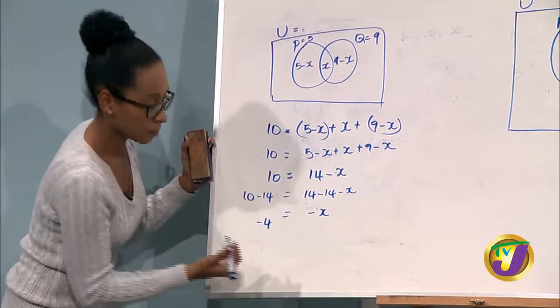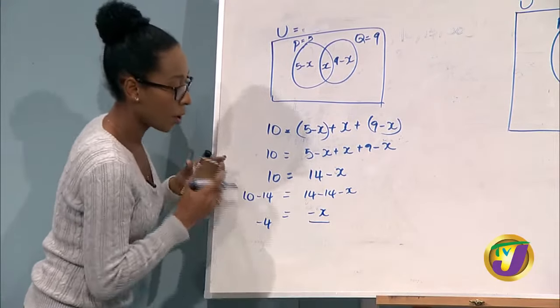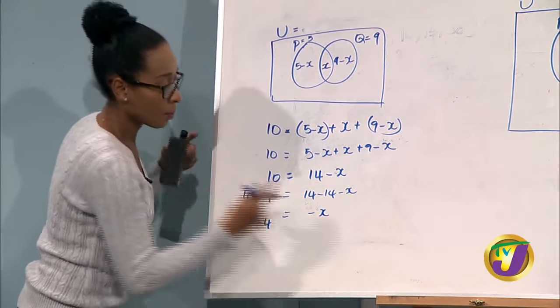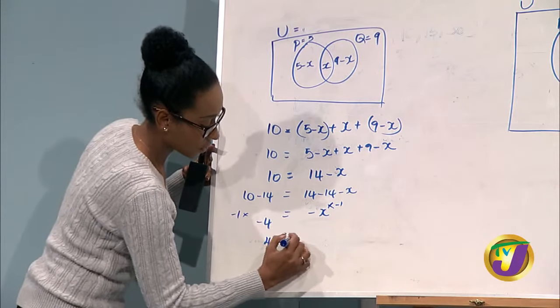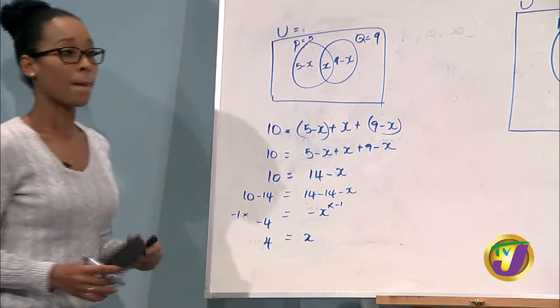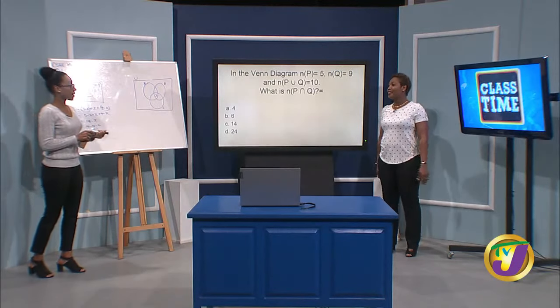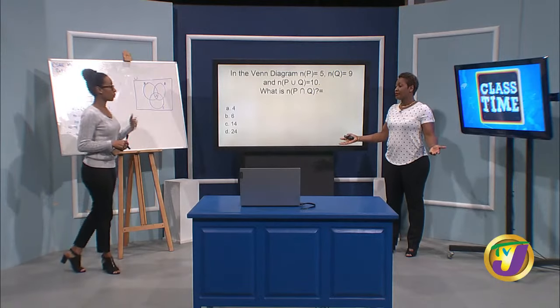Right. So we'll multiply throughout by -1. Or we can divide. Multiply by -1 or divide, and that will give us 4. So x is 4. So the number of elements in P intersect Q is 4.